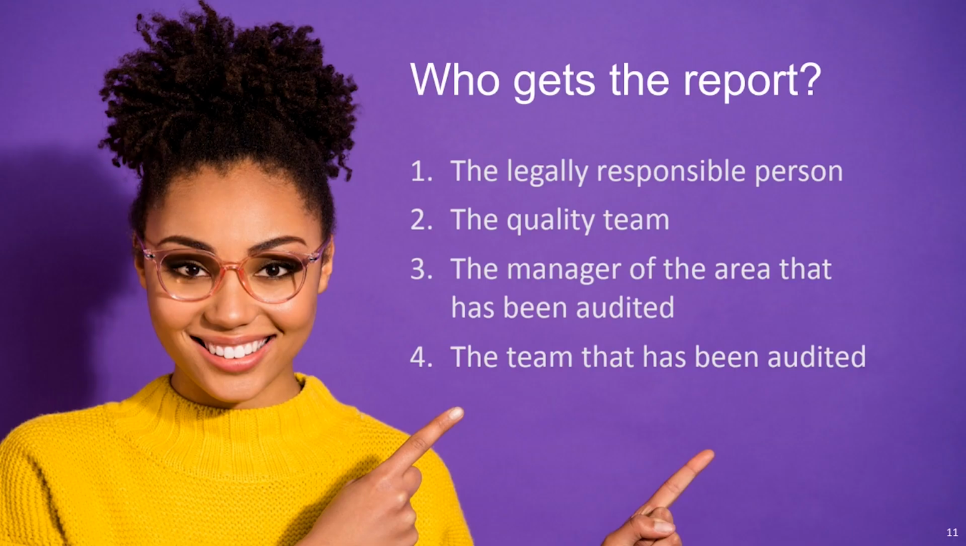Starting with distributing the audit report, deciding who gets the report. So typically the legally responsible person will always have a copy of the audit report. The quality team in an organisation, sometimes it's one person, sometimes it's a team. The manager or the supervisor in the area that's actually been audited will have a copy of the audit report, and the team that has been audited will also typically have a copy of the audit report.